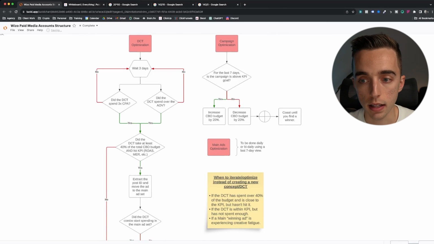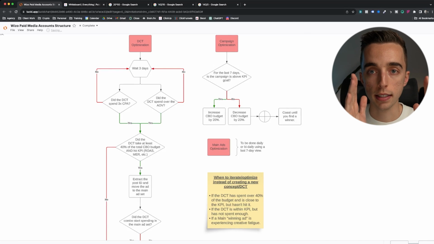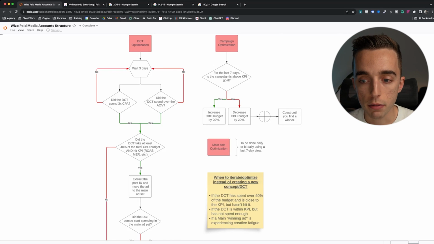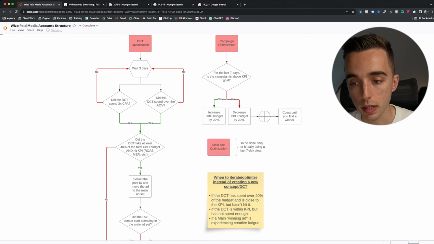How do you scale from there? You scale at the campaign level. So that campaign in itself, you just look at it every day. You look at the previous 7 days. If you looked at a calendar, that 7-day window always moves by 1 day every day. Every day you look at the last 7 days: am I above KPI for my entire campaign? So is my campaign CPA below $20 in this example? Yes, I increase my budget by 20%. If the answer is no, you either decrease by 20% or you maintain until you find a winner.